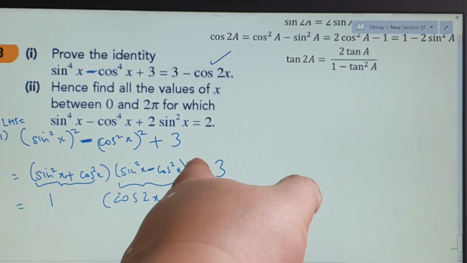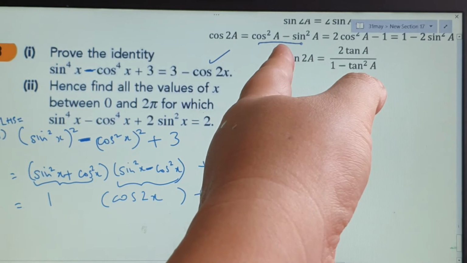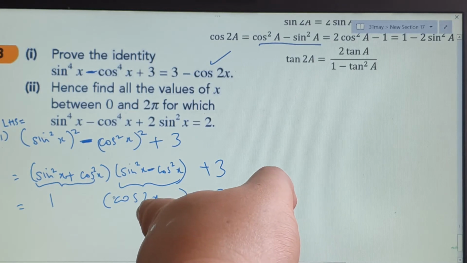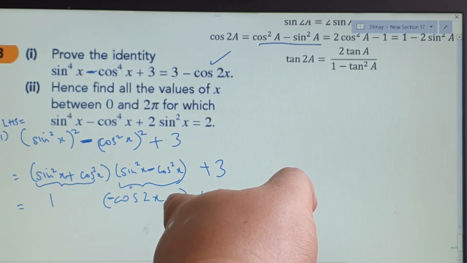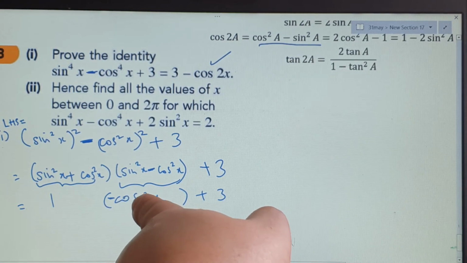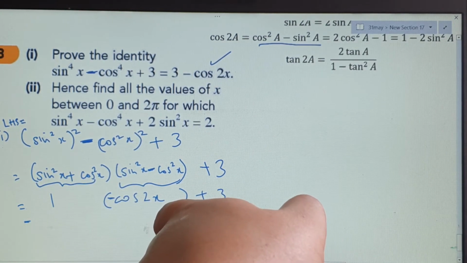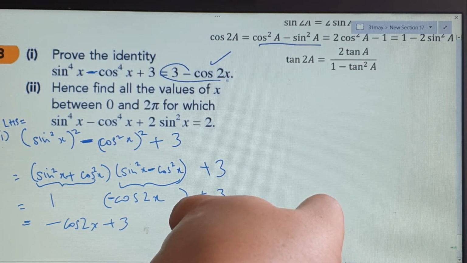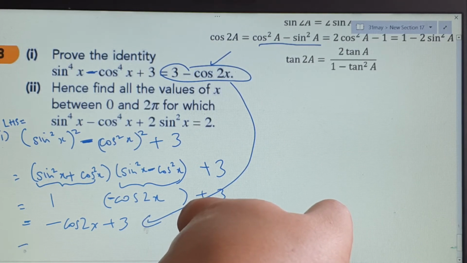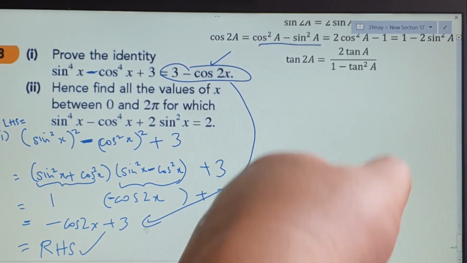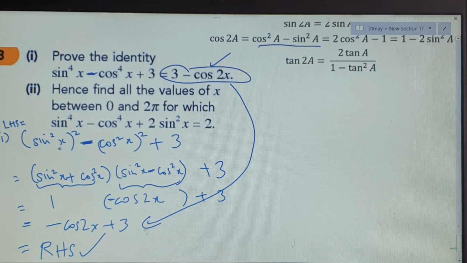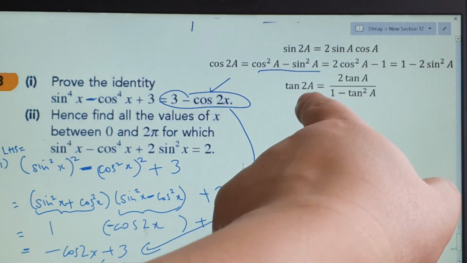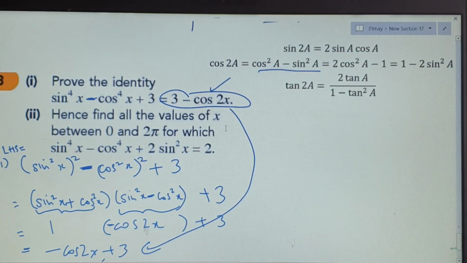Why not the same? Because this is cos square x minus sine square x. This is sine square x minus cos square x. So I should put a minus here, right? Now they are the same already, right? So minus cos 2x times this is just minus cos 2x plus 3, which is the same as this. So it equals the right hand side. Alright, so we've proven the first part already. Now I hope by now you're familiar and clear about how to use the double angle, and from the previous lessons how to use the addition formula.